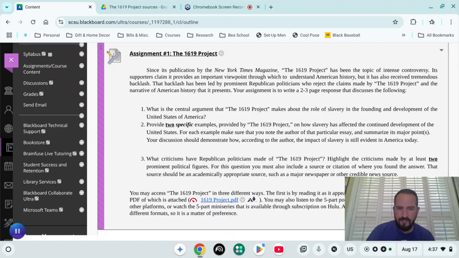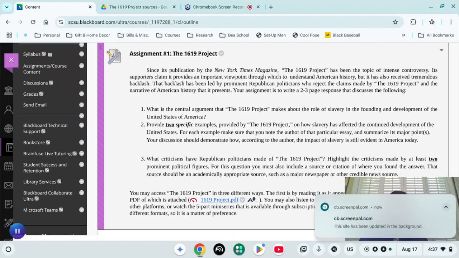And number 3, what criticisms have Republicans, and I'm not on a political soapbox here, but the backlash, the criticism that the 1619 Project got was entirely from Republicans. So, what criticisms have Republican politicians made of the 1619 Project? Highlight the criticisms made by at least 2 prominent political figures.